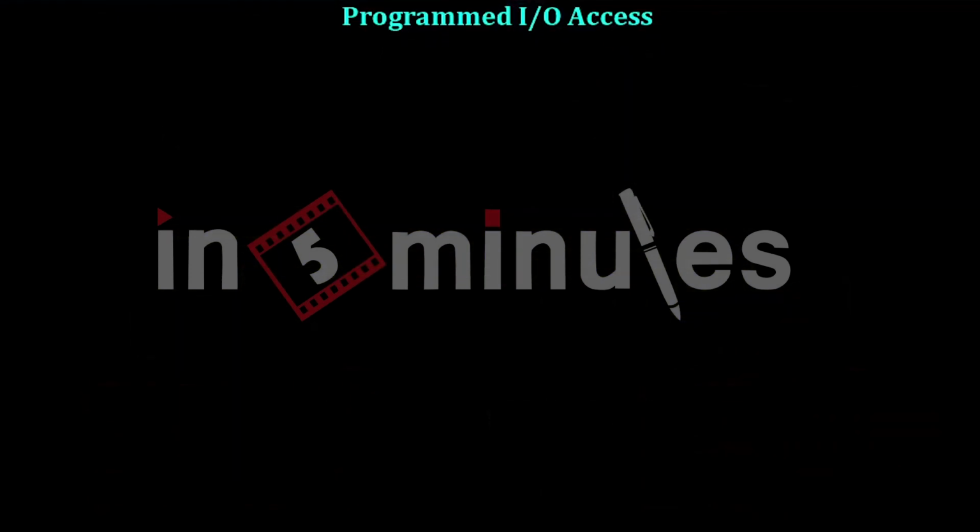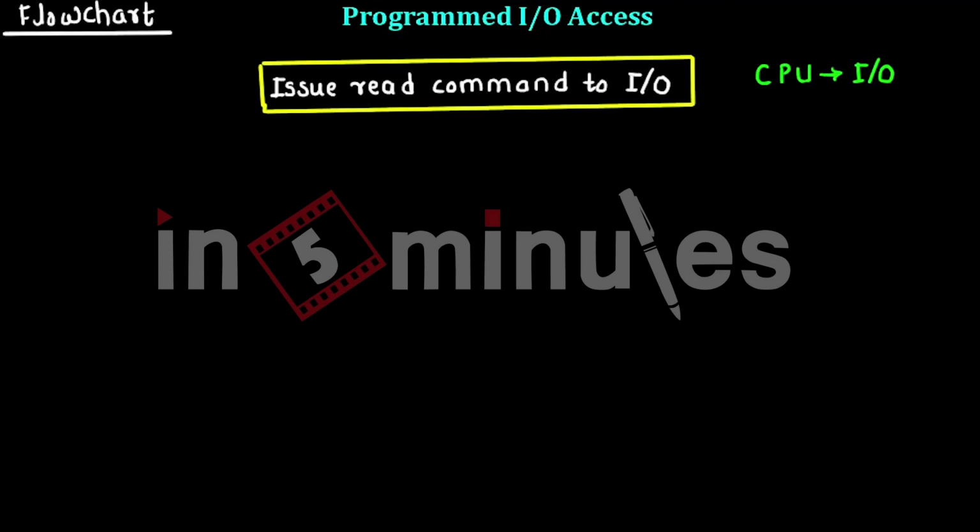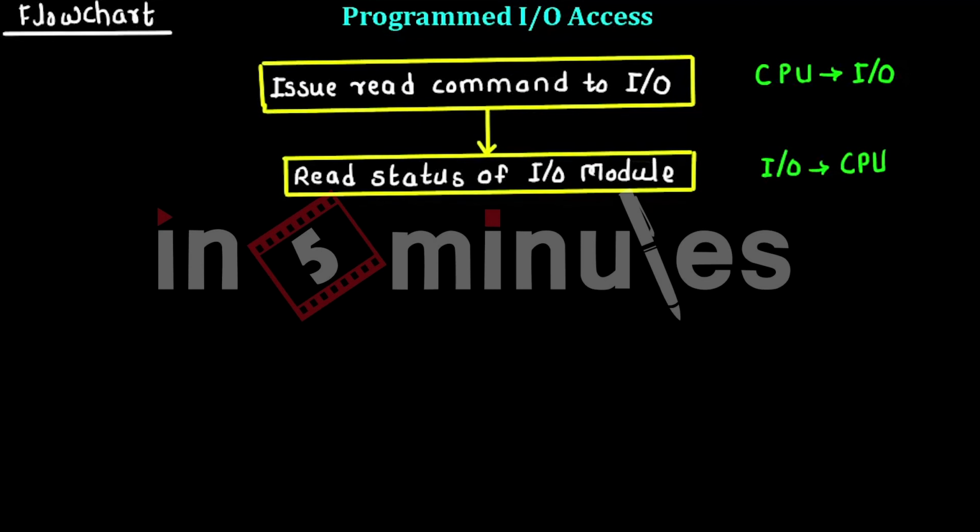Now we are going to see the entire flowchart for the programmed input-output access by the processor. The first operation that is performed in this access is issuing the read command to the input-output device. So basically the CPU is going to issue a particular command. In this example we have said read, but any command is issued through the I/O instructions. The second step is reading the status of the input-output module. So we want to check whether the input-output module is ready to communicate with the processor or not.